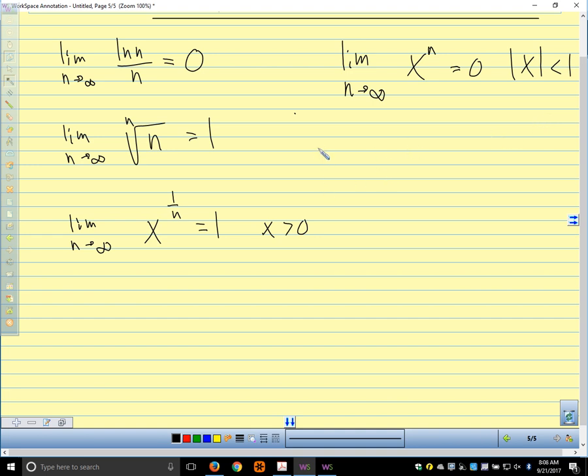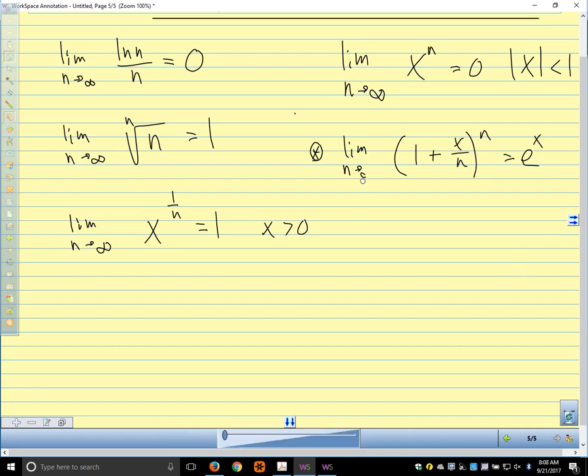And this next one is very important. The limit as n approaches infinity of 1 plus x over n, to the n, is e to the x. We proved this. I remember there was a proof. We did that in physics.